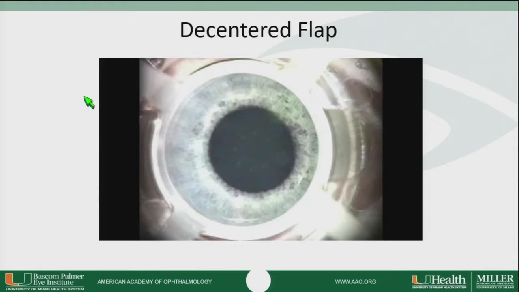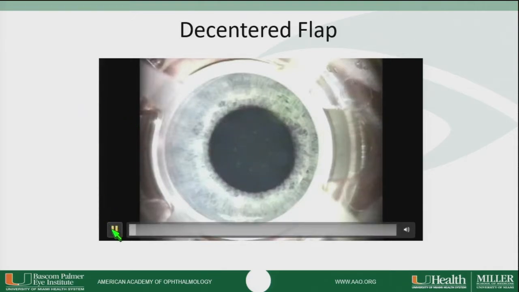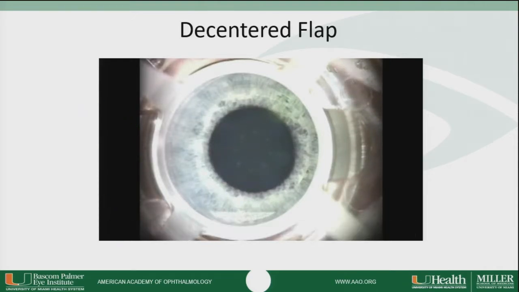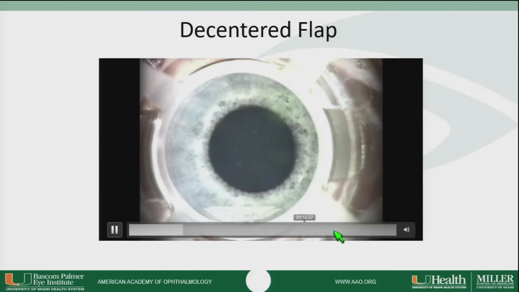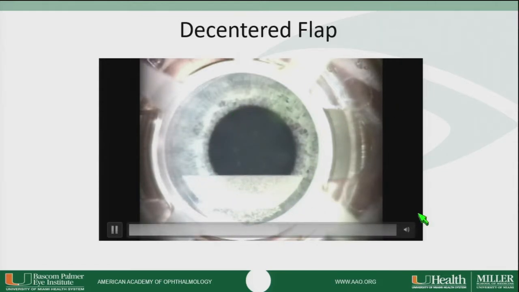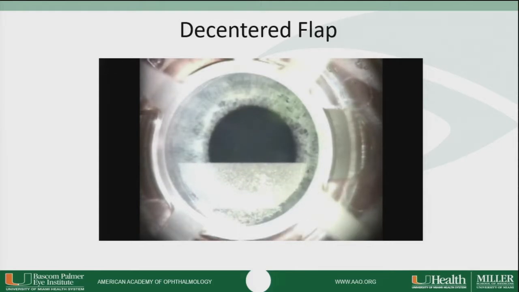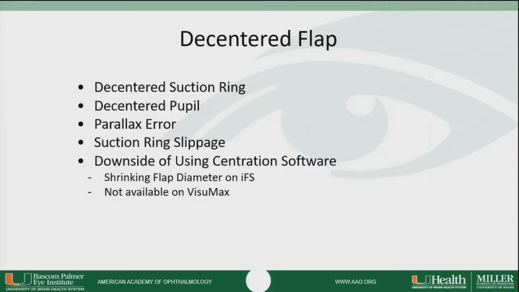How about decentered flaps? Well, one of the nice advantages of using a femtosecond laser is you can actually see where the flap's being cut before actually proceeding with the laser. So here you can see that clearly there's a decentered pupil. In these cases, do not continue with the laser treatment, just stop and redock. You can use a surgical marking pen to mark the center of the pupil to help you with alignment.